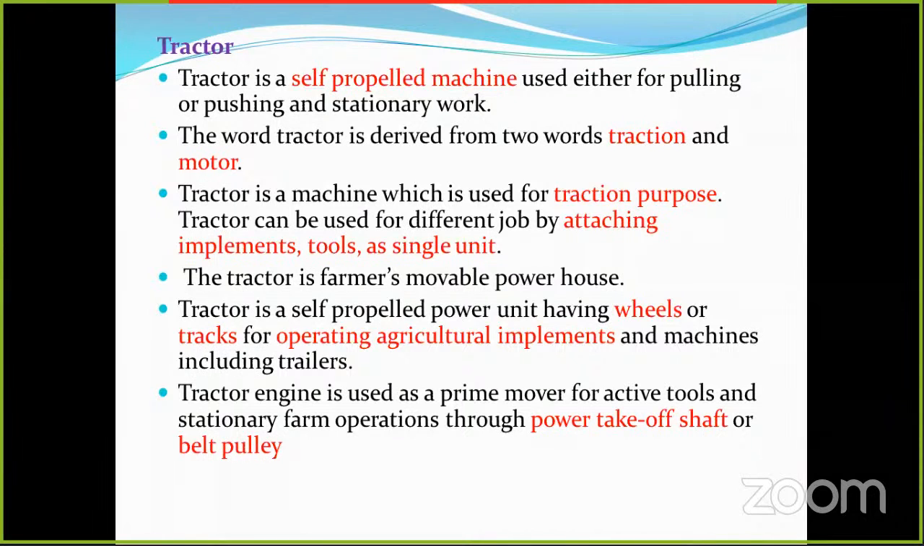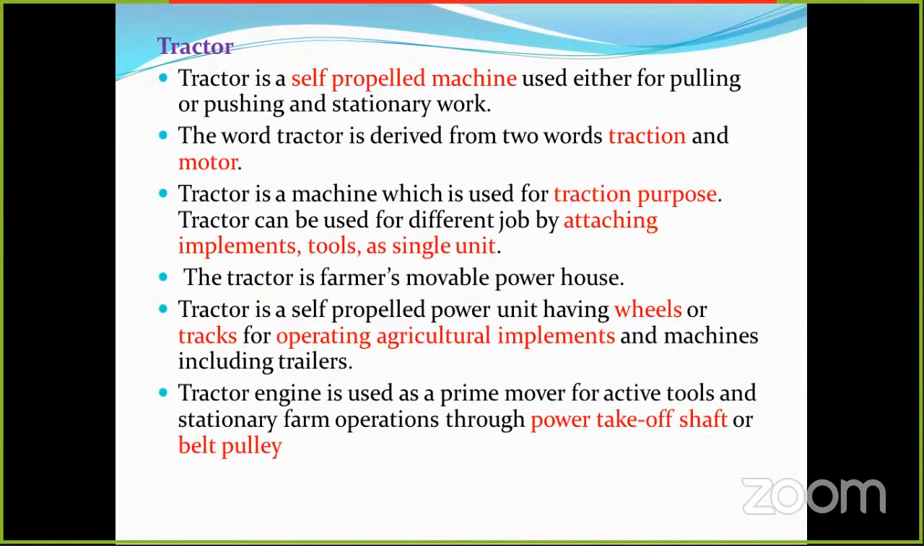Why? Because the tractor already has an IC engine. It creates the power that is utilized for crop operations, whether it is plowing, weeding, or whatever. Generally it is used for pulling, pushing, and stationary works. Pulling, in the sense, let us take a cultivator, MB plow (moldboard plow), or disc plow. Those implements are attached with the 3-link hitch system.